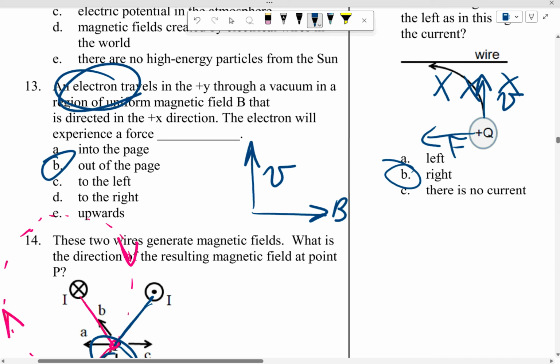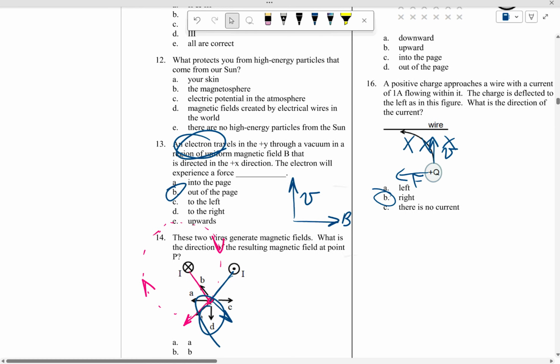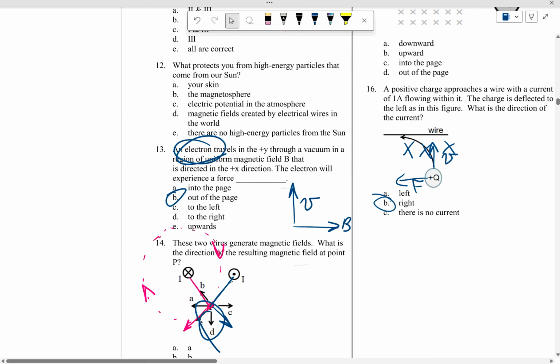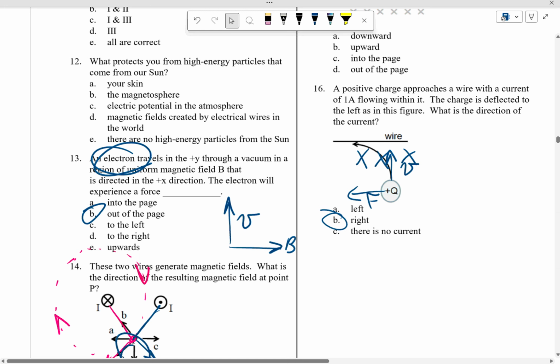Really, the hard part there, I don't think it's hard, but just translating those words into a figure that you can then do the right-hand rule. And do draw the figure. Don't try to just do it in your head. That's not going to work out well for anybody. Well, some of you might be able to do it, but I wouldn't try it. All right?